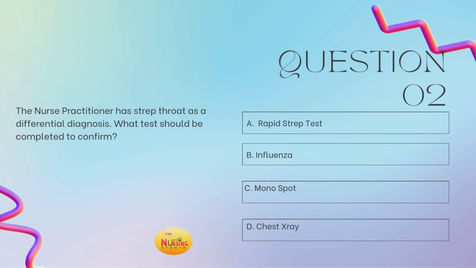All right, question number two. The nurse practitioner has strep throat as a differential diagnosis. What test should be completed to confirm? Is it A, a rapid strep test, B, influenza, C, monospot, or D, a chest x ray? Take a moment and tell me what you got in the comments.